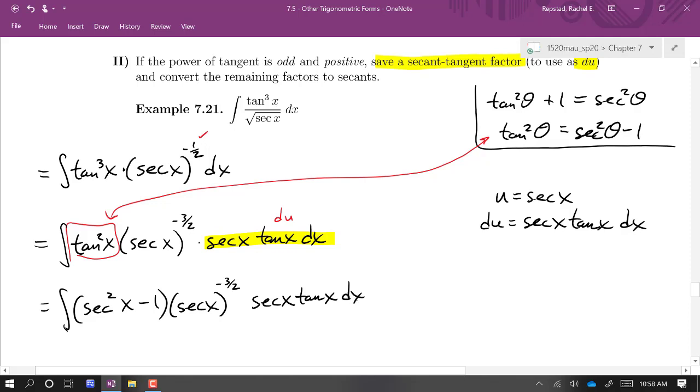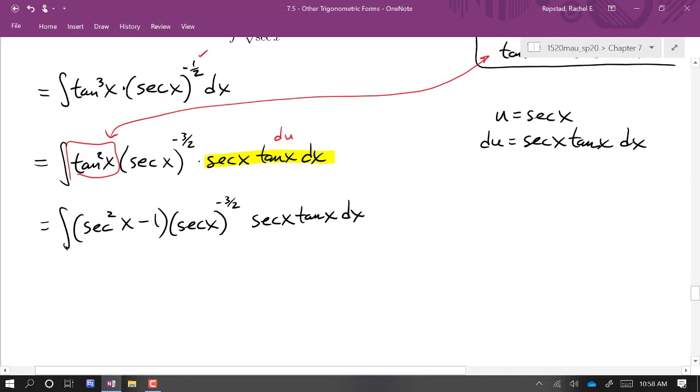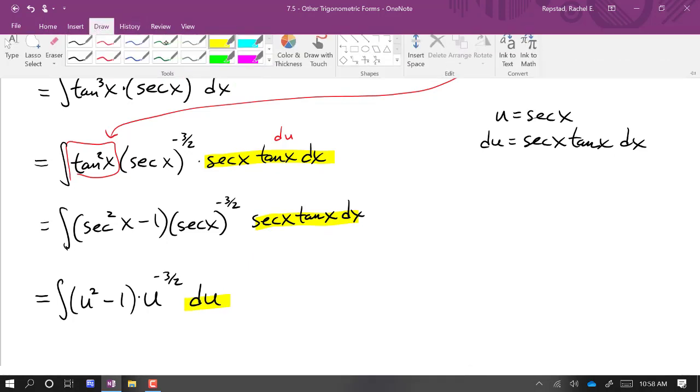Now I'll make my u substitution. If u is secant x, then in this first set of parentheses I've got u squared minus 1. Secant to the minus 3 halves is u to the minus 3 halves. And secant tan, that's our du. So again, making a u substitution is just all about the accounting.